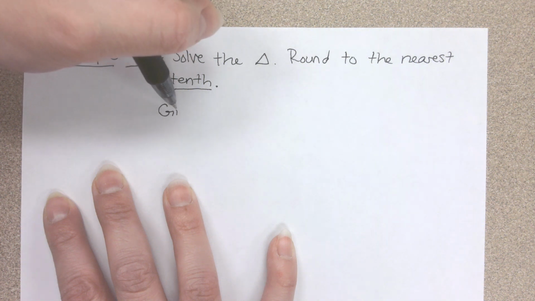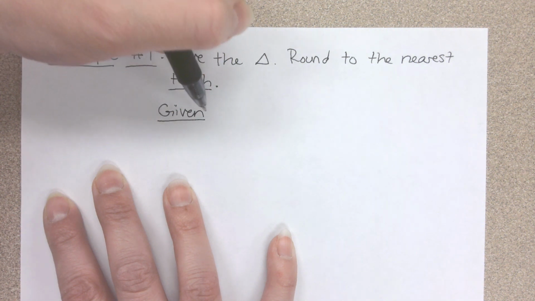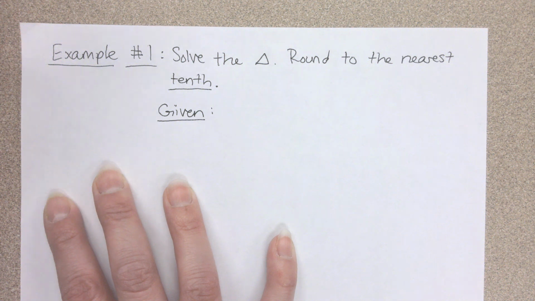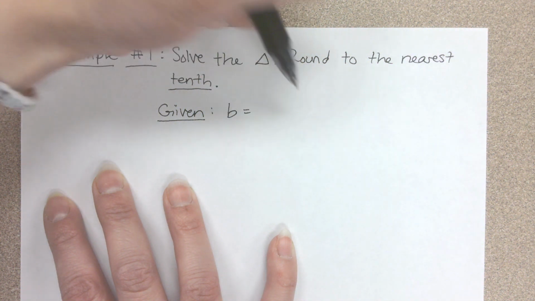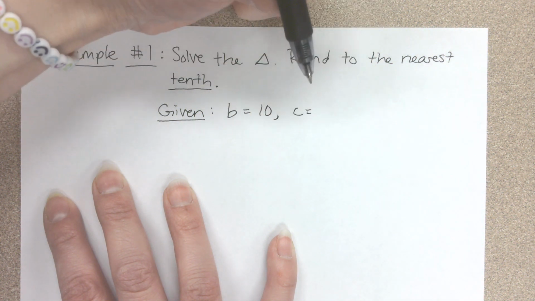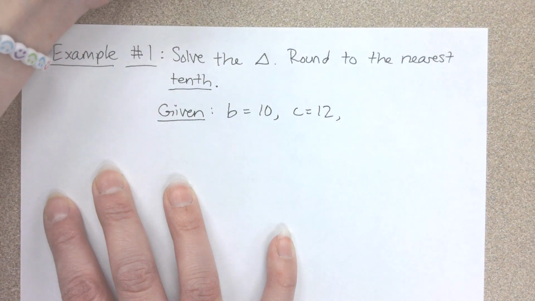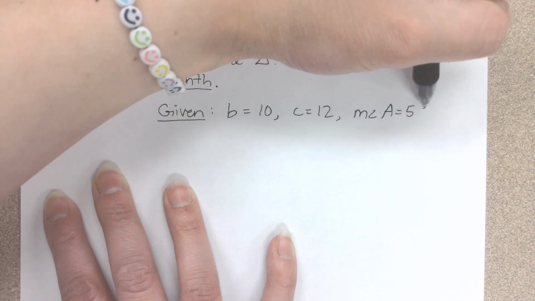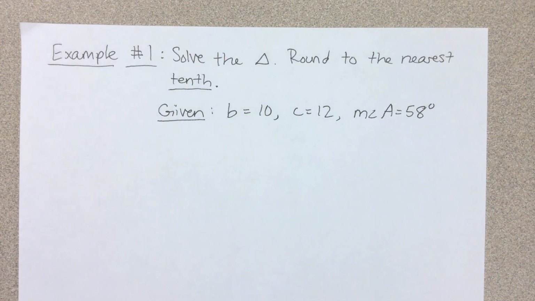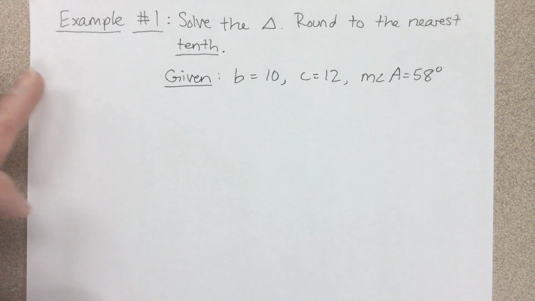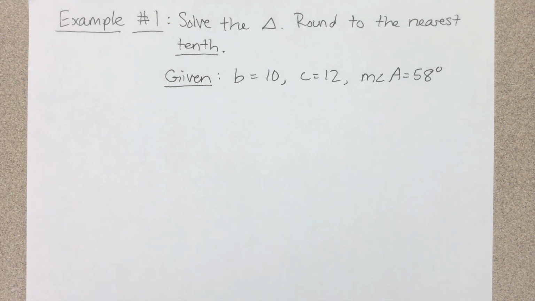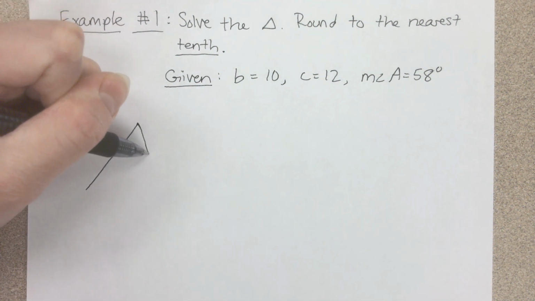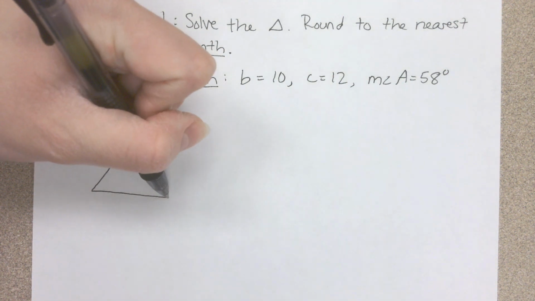We are given b is equal to 10, c is equal to 12, and the measure of angle A is 58 degrees. We'll start the problem off like how we normally do. We'll draw the triangle, label everything, figure out what type of triangle we have, and then go from there. That is how you should approach every problem on the test.